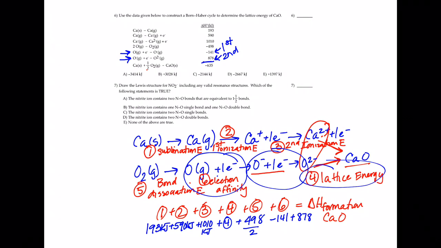Okay, now I have my 1, 2, 3, my 5 and my 6 across the bottom here, and I also have the delta H of formation. The delta H of formation is negative 635 kilojoules. I got that from this last one right here. So that process represents the delta H of formation. So now that I have all these things, I can do some math to solve for number 4.